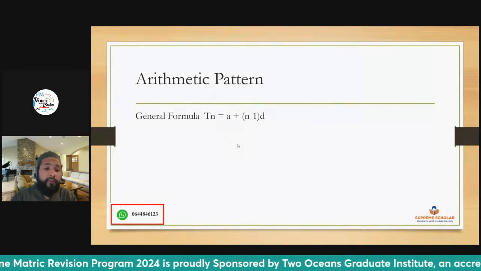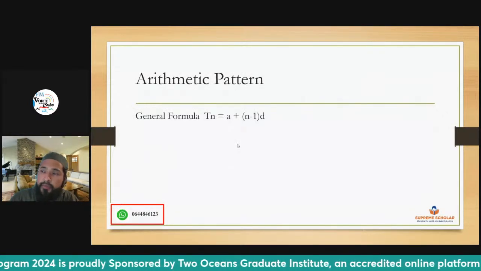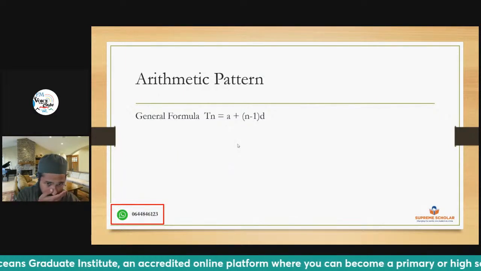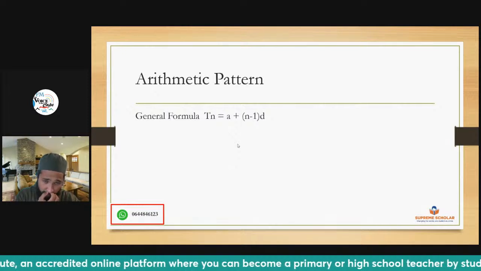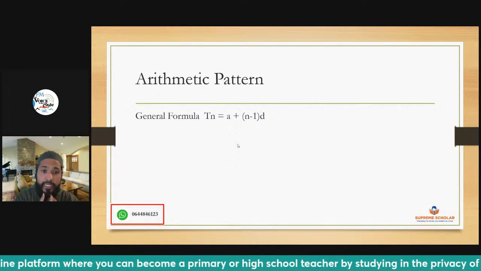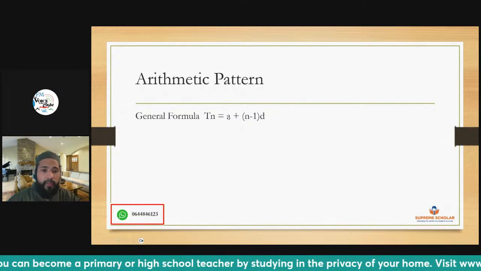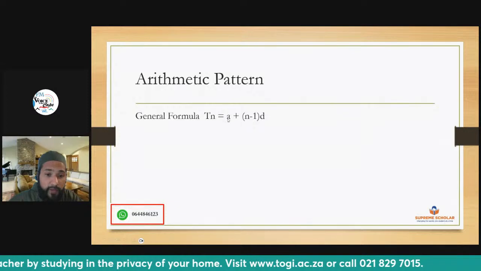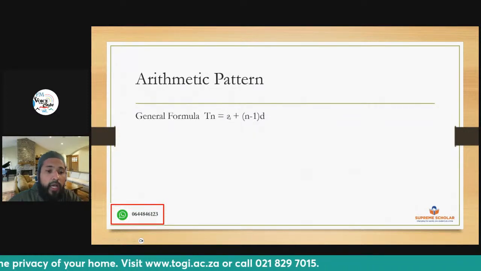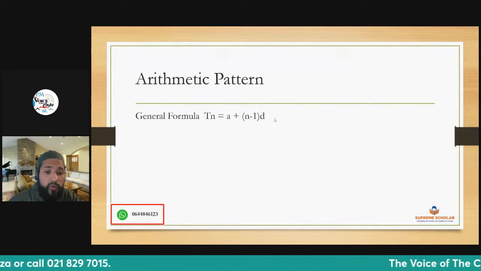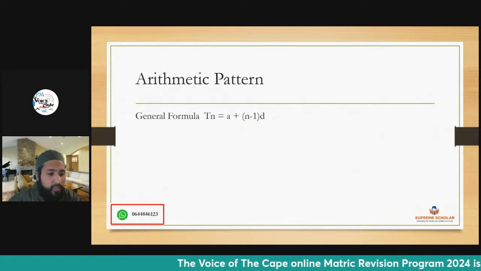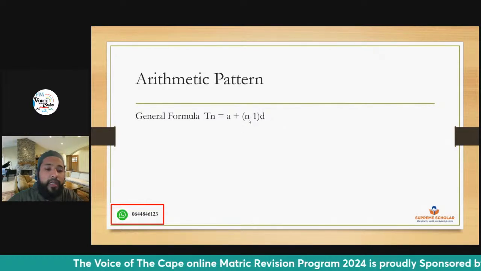Okay, for each of those patterns, you get a general formula, right? The general formula for an arithmetic pattern is usually in this form: Tn is equal to a plus (n minus 1) d. And these letters mean something. A usually means the value of the first term in the pattern. So if the sequence starts with 2, then a will be 2, etc. d is the constant difference, whatever that constant difference is, and n is the term position number.